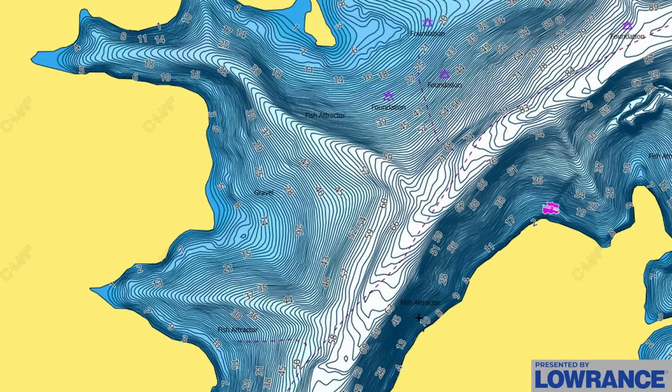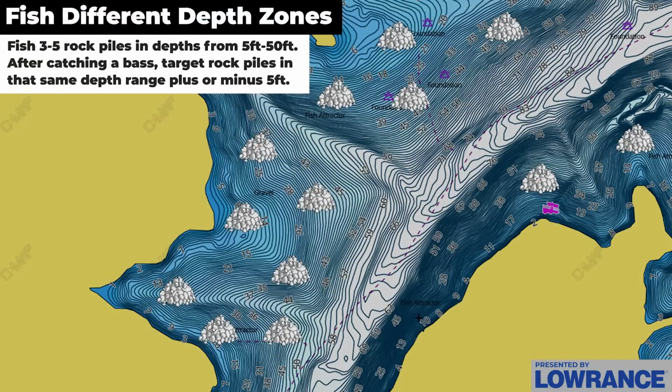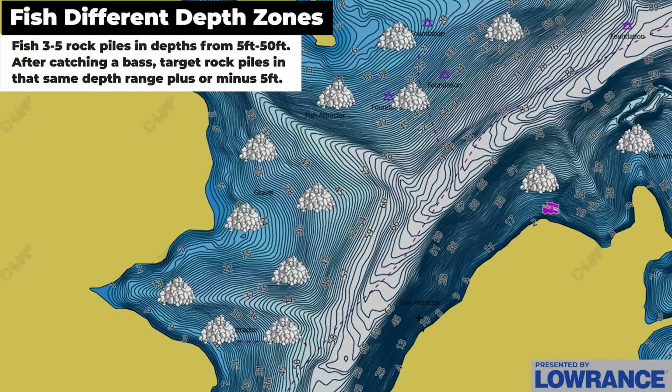The next step in the process is trying to fish different isolated rocks or rocky patches in different depth zones. I usually try to fish rock piles in 5 foot, 10 foot, 15 foot, 20 feet, all the way down to 40 or 50 feet until I start getting bit. A lot of times you'll find that the majority of the bass on your lake are going to be in a 10-foot depth zone range. So they'll be in rock piles from, let's say, 10 to 20 foot, or 20 to 30 foot, or 10 feet or less. As a result, you need to run a lot of different rock piles in different depths to determine which ones the bass are holding in.